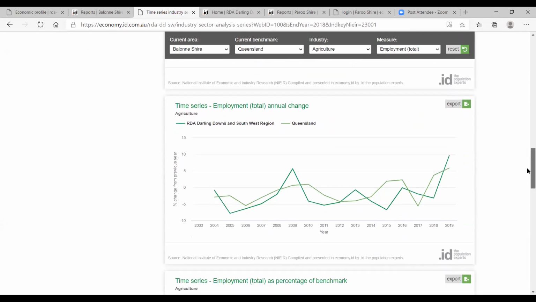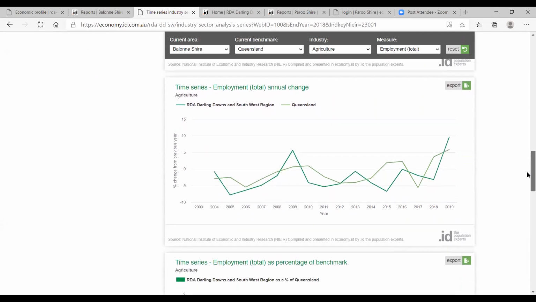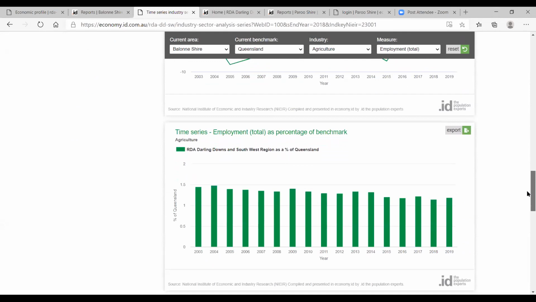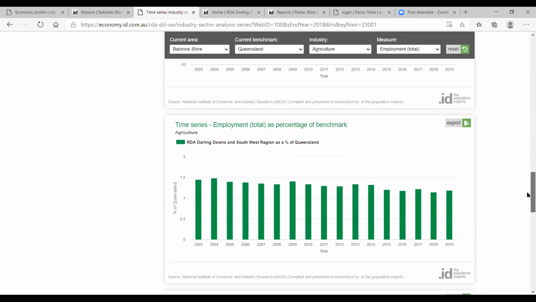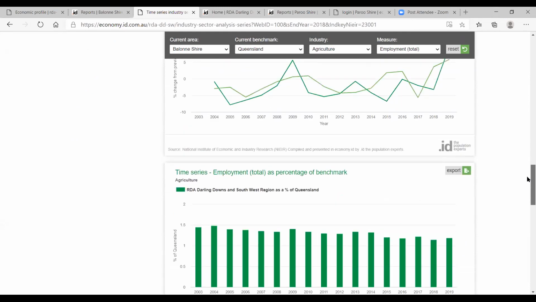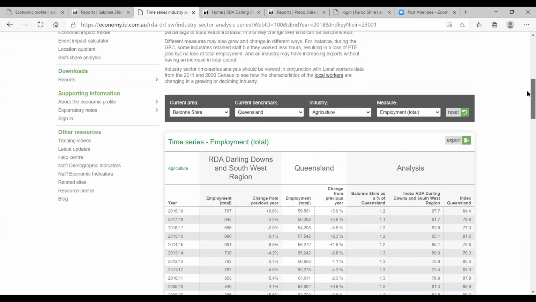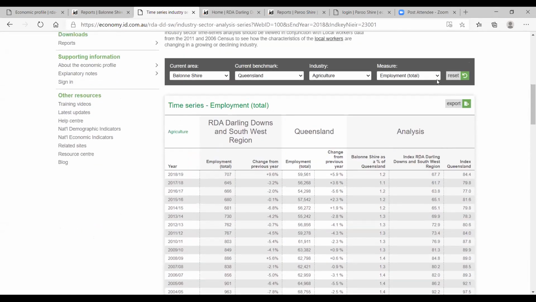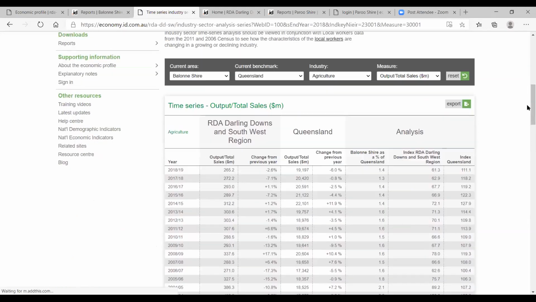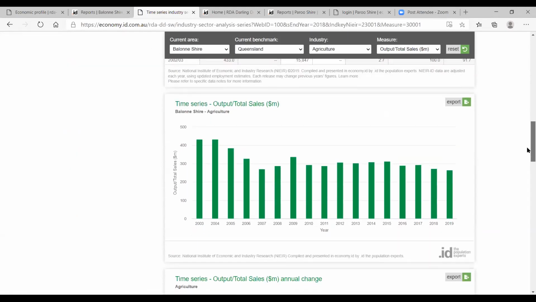Here's our employment change compared to Queensland. And here's our employment change as a percentage of benchmark. We can also look at our output. We can see there's been a little bit of a decline in output compared to our employment, but it allows you guys to really analyse exactly the changes that are happening in your community.